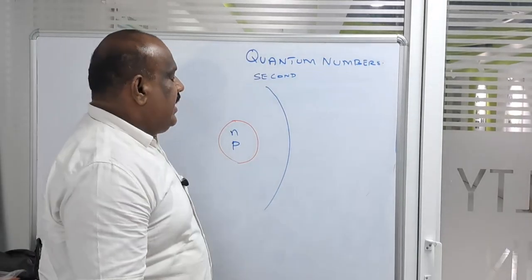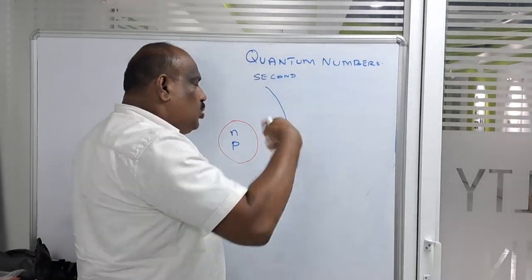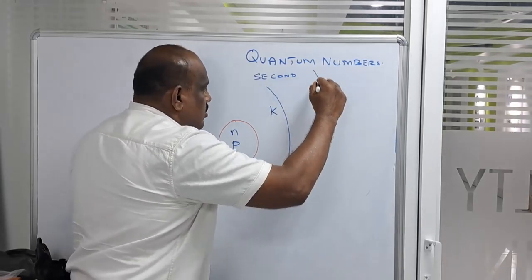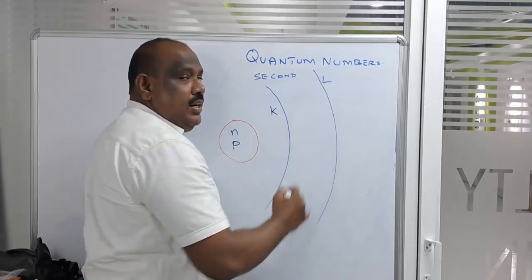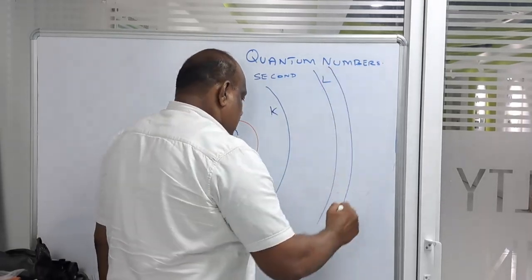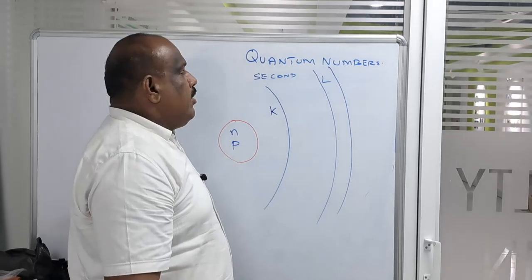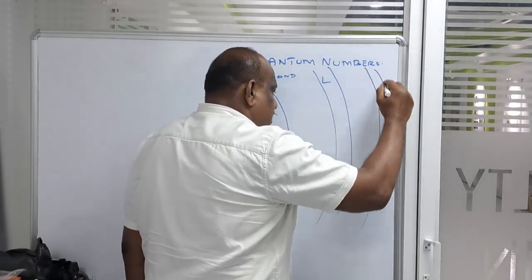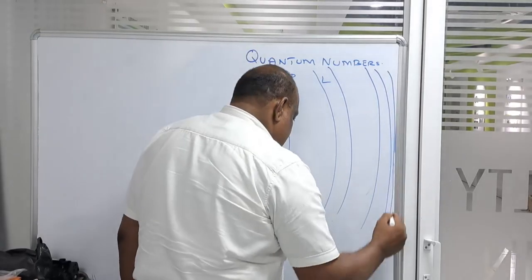Whereas if I take the L shell, it has 2 subshells. This is called K. This is called the L shell. But this L shell has 2 subshells. Let us see what they are. If I take the M shell, the M shell has 3 subshells in total.